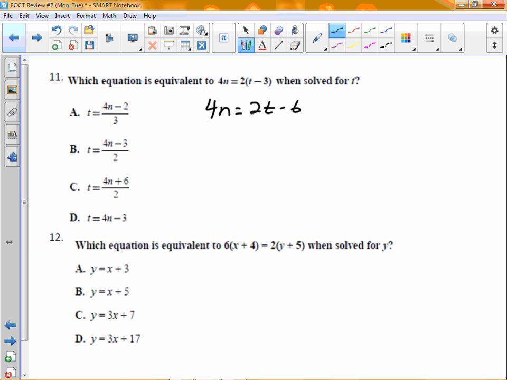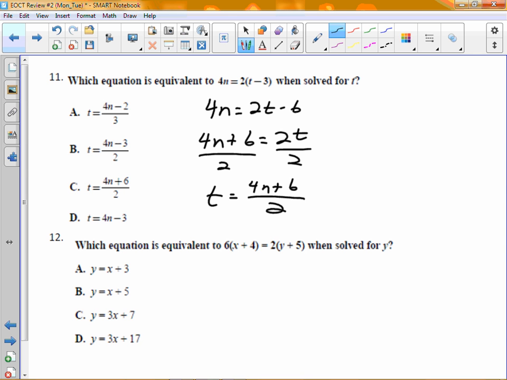Yeah. Okay. So anyway, that's how that one kid I was talking about earlier got to 650. He just kept working. But anyway, 4n plus 6 equals 2t. Okay, then you. Yeah, then what's next? 2t minus, so divide by 2, divide by 2. So t equals 4n plus 6 over 2.